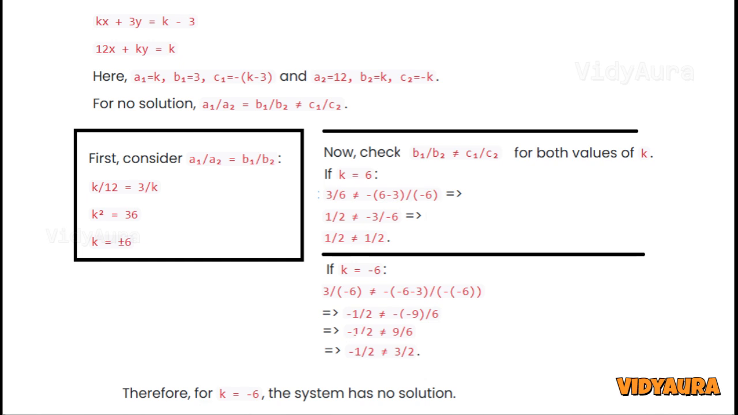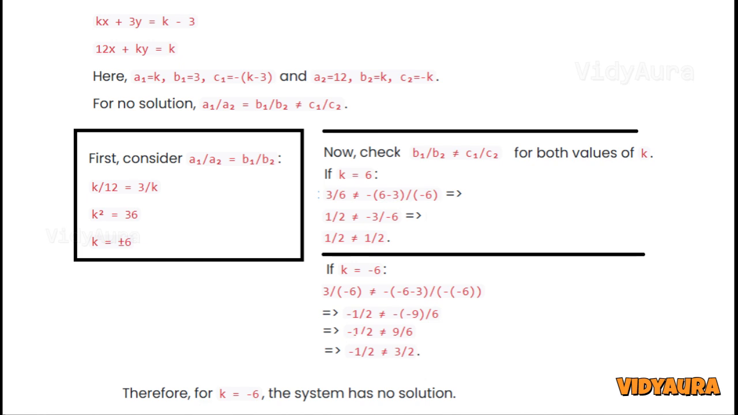Let's tackle part 1. Our A's are k and 12, and our B's are 3 and k. So we set it up. k over 12 equals 3 over k. To solve this, we just cross-multiply. k times k is k squared. 12 times 3 is 36. So if k squared is 36, then k could be 6, or it could be negative 6.